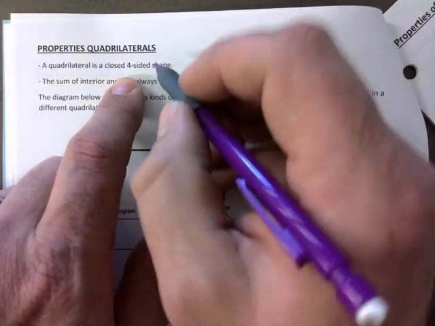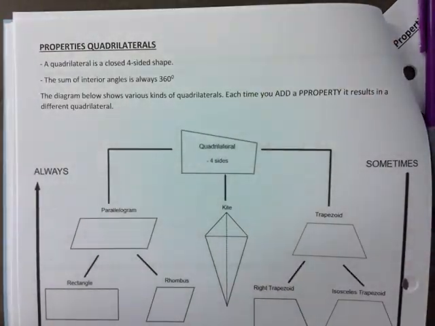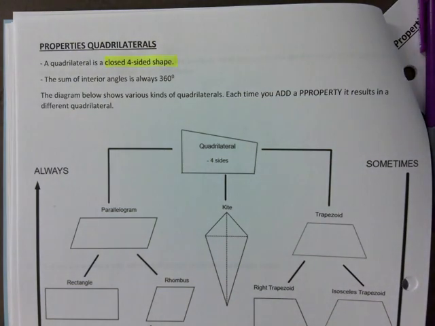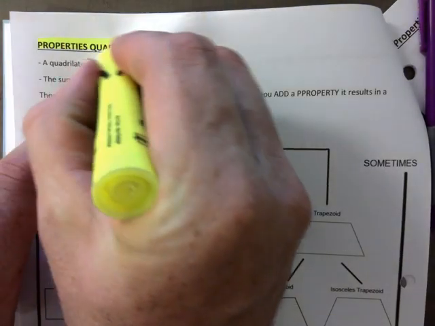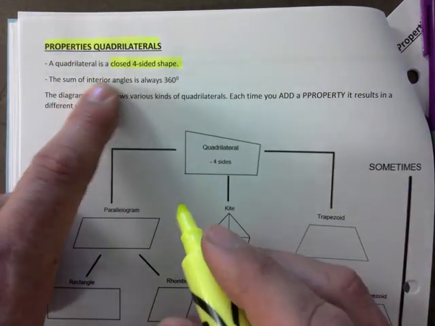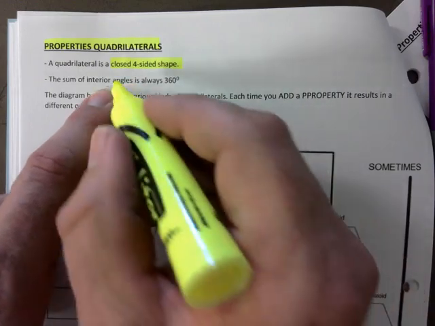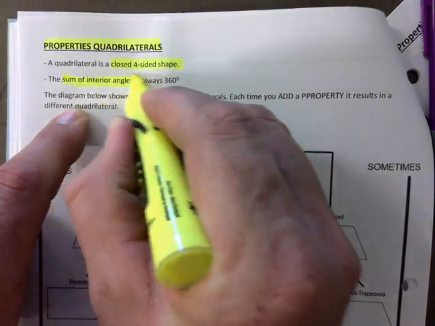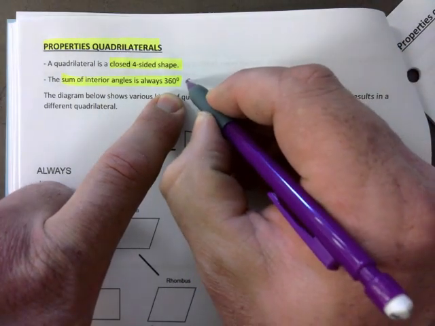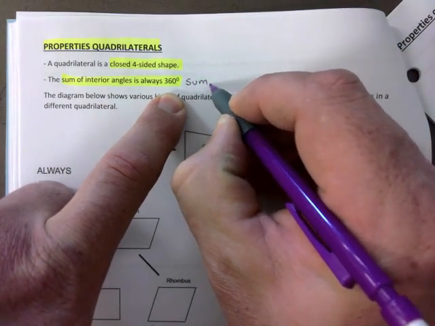Okay, so quadrilaterals are four-sided. You're with me, right? Page 25. And triangles, closed, three-sided. Quadrilaterals are four-sided. The sum of interior angles is always, what is it? Sum of interior angles is 360. So every once in a while I will refer to it as this.